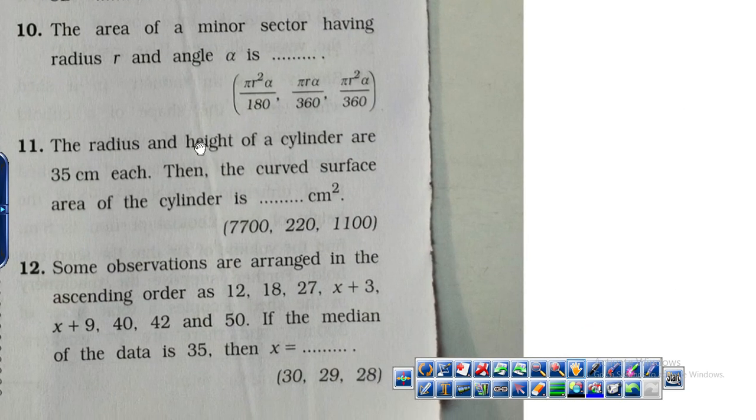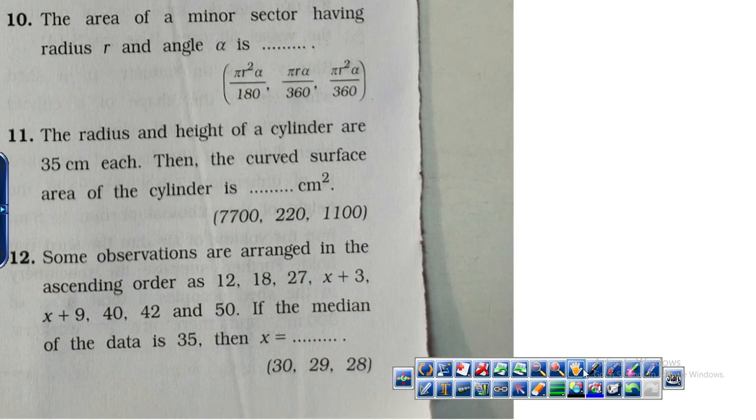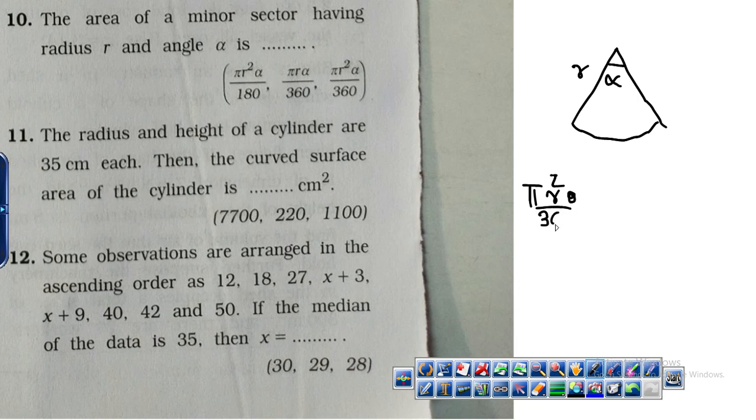Tenth question. The area of minor sector having radius r and angle alpha. Minor sector looks like this. Angle is alpha. Radius is r. Formula is pi r square theta upon 360. Here r is r but theta is alpha. Pi r square alpha upon 360.